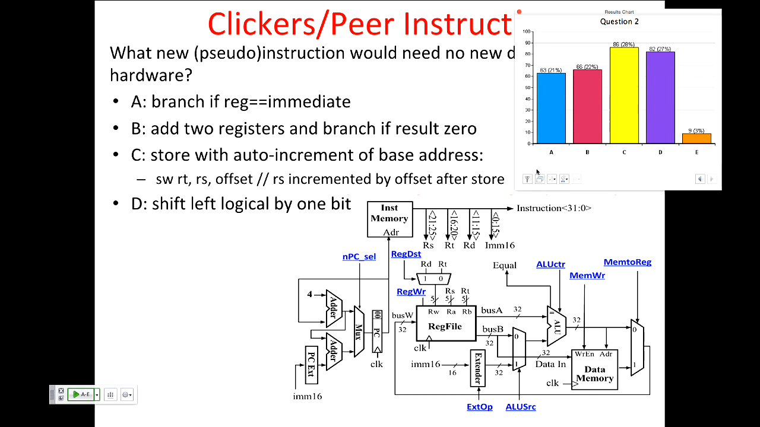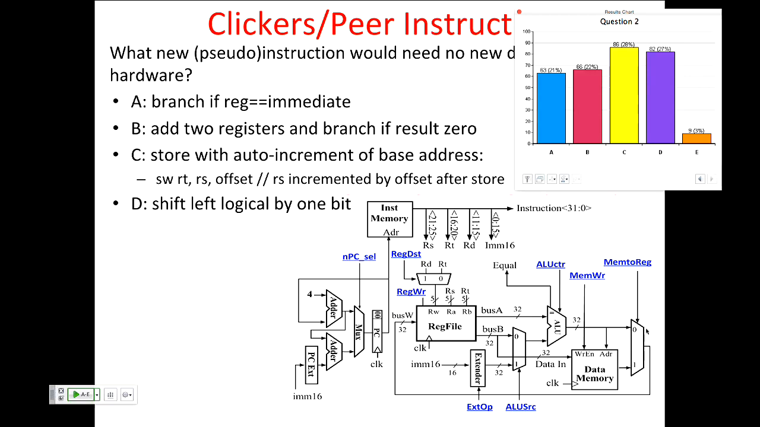So RS plus offset. Someone, I saw a hand up here. The offset's the issue, right? What is RS plus the offset? It's the address. It's the address to which we're storing. So we have that value, right? So we don't need to add any more circuitry to compute that value. That value is right here at the output of the ALU. Now we just need to store it back to RS.